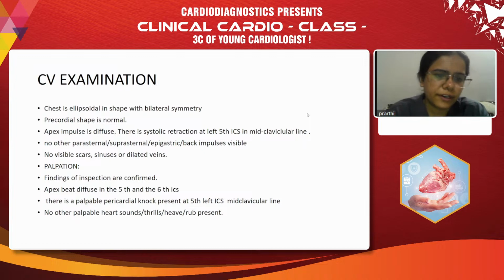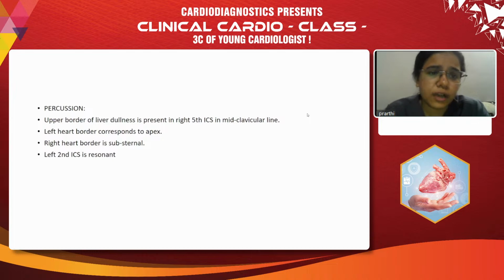On palpation, findings of inspection are confirmed. Apex beat is diffuse in the fifth and sixth intercostal space. There is a palpable pericardial knock present at the left intercostal space at the mid clavicular line. No other palpable heart sounds, thrills, heave, or rub is present. On percussion, the upper border of liver dullness is present in the right fifth intercostal space in the mid clavicular line. Left heart border corresponds to the apex. Right heart border is substernal, and left second intercostal space is resonant.